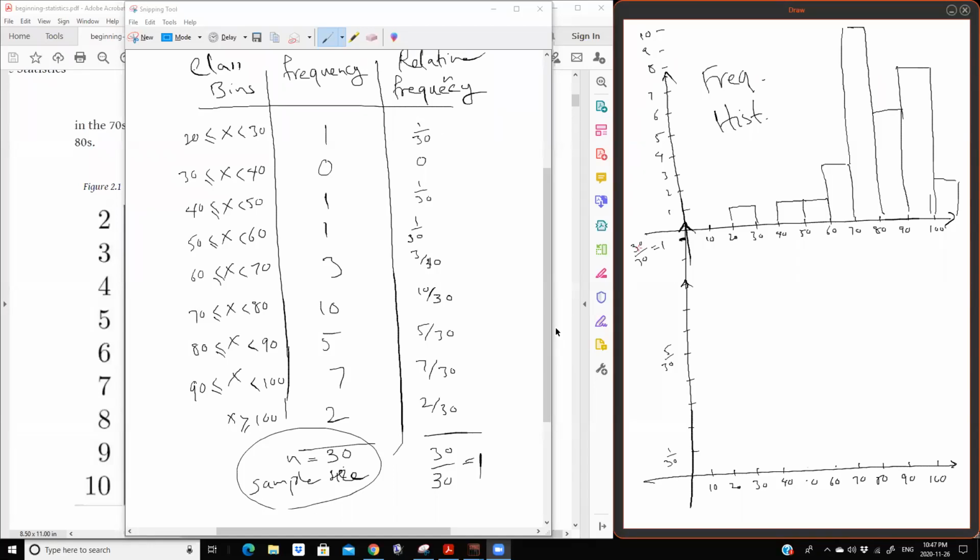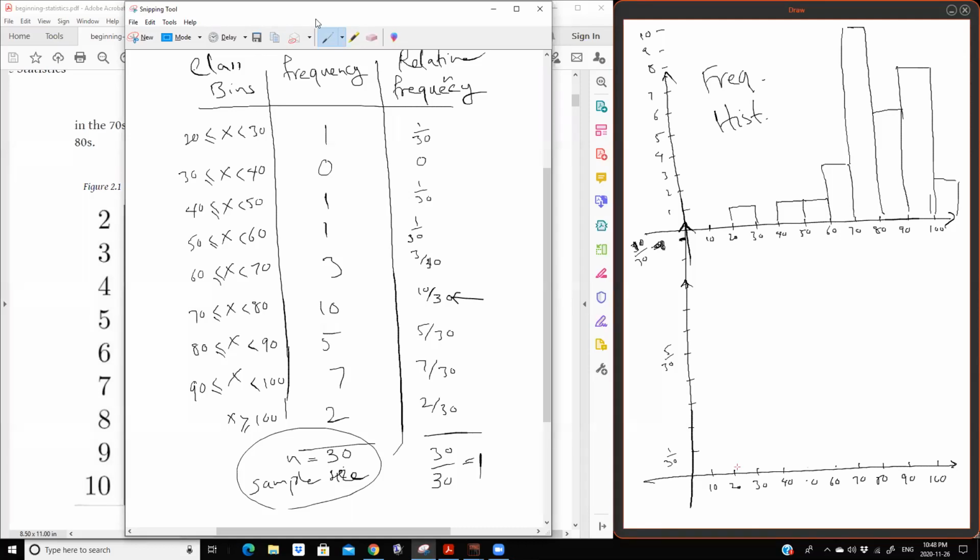Sorry, it's 10 over 30. It's 10 over 30, not 30 over 30. It's 10 over 30, which is the same as 1 over 3. I don't need higher than 10 over 30 because my biggest relative frequency is 10 over 30. I don't need higher than that.